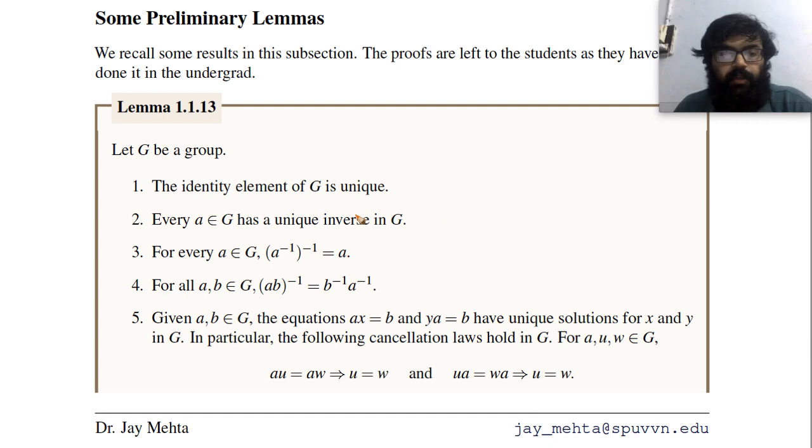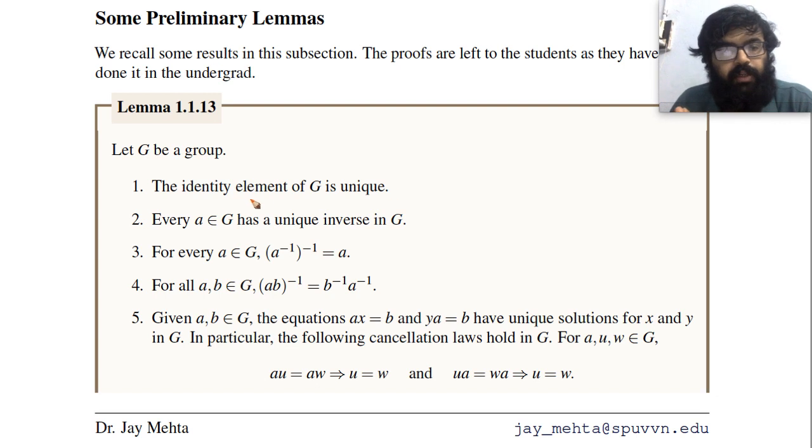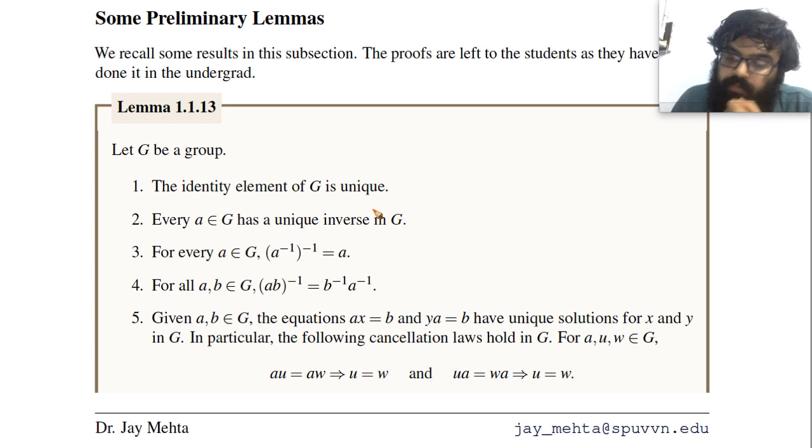Here, these are all the basic results which we have seen in BSc. Even if you have not seen them, these are very basic results. Prove that the identity element of a group is unique. If you cannot do it yourself, I suggest you refer to very elementary books on group theory, and you will get this exercise. But first, try on your own.